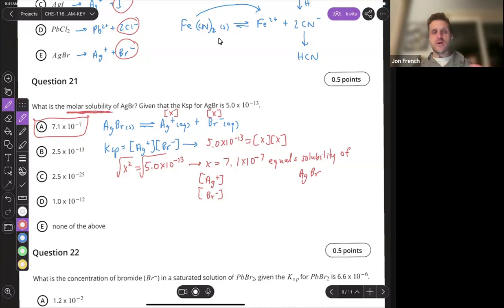What is the molar solubility? That's basically asking you how much silver bromide went into solution. It's the same answer as the X we're solving for, because the concentration of silver I have in solution came from the silver bromide. So my concentration of silver tells me exactly how much silver bromide could go into solution. I know the wording throws people off, but it's the same question we've been answering. How much silver's in solution? That tells me how much silver bromide could go into solution.